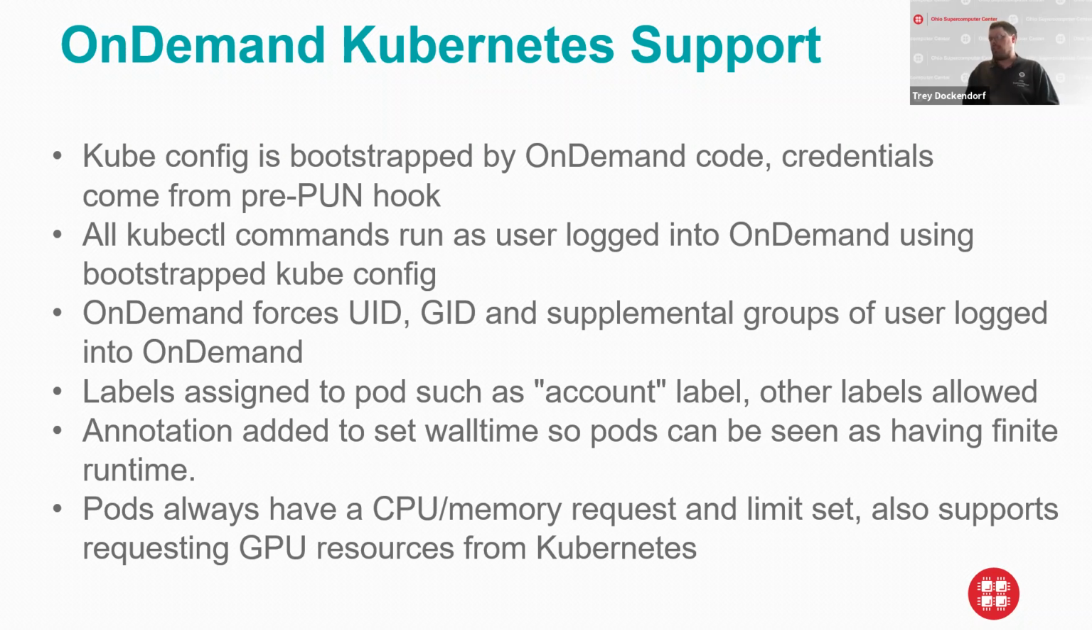An annotation that is added is the wall time. So this is essentially like when you tell Slurm how long you want a job to run for. We use an annotation set by OnDemand to set a lifetime for the pod. All the pods that are launched by OnDemand have a CPU and memory request and limit. And we also support requesting GPU resources from Kubernetes.